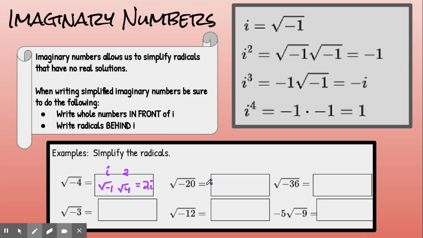All right, I'm going to do only one more problem with you. If I had the square root of negative 20, again, just take out the negative 1.